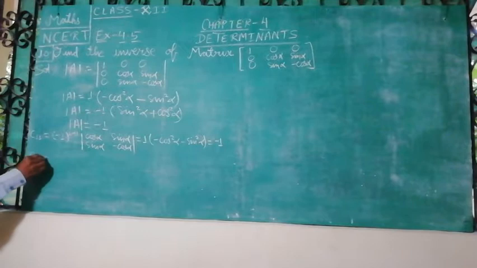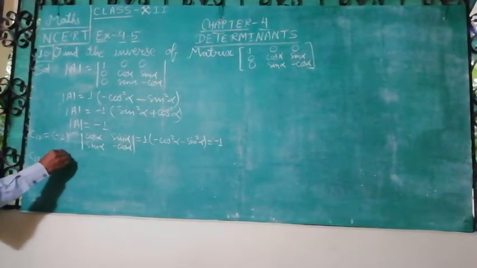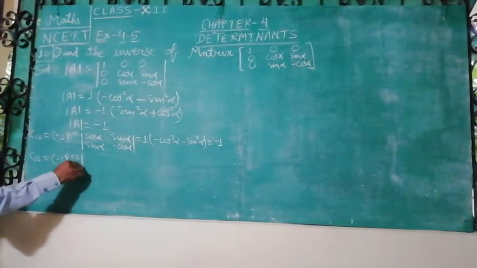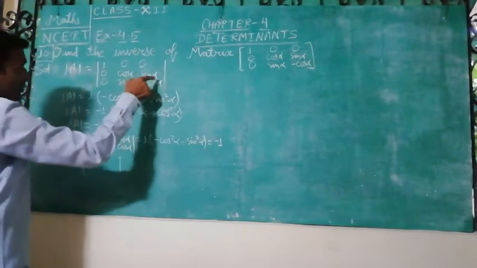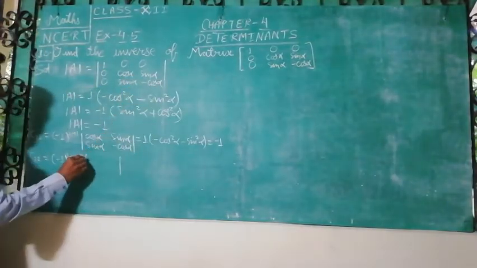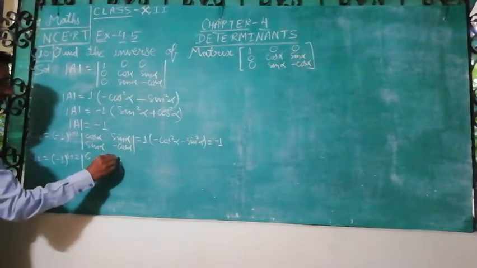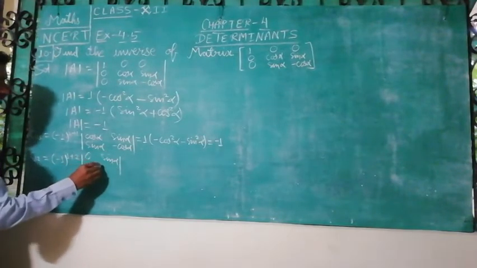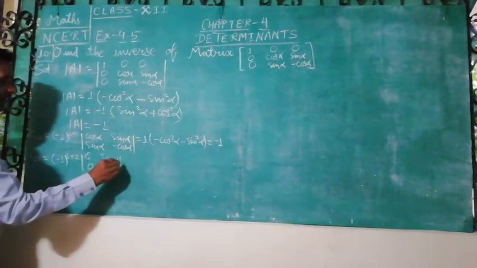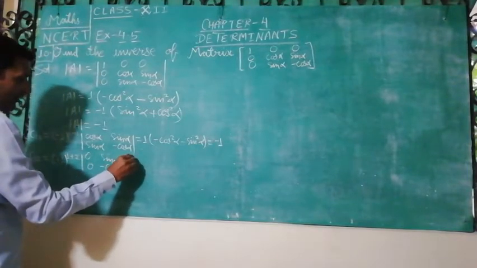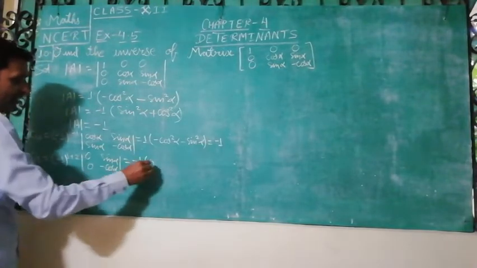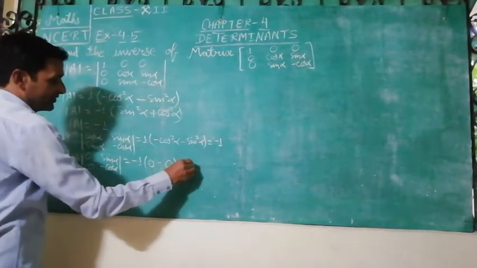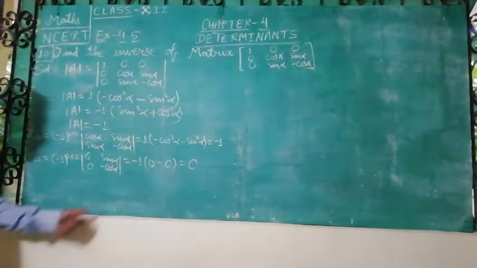Now C12 is equal to minus 1 raised to the power 1 plus 2, and then first row and second column will be eliminated. So 0 sin alpha and 0 minus cos alpha. So it will be equal to what? First of all minus 1 will be there, and then 0 into minus cos alpha is 0 and 0 into sin alpha is also 0. So it will be 0 only, because minus 1 into 0 is 0.